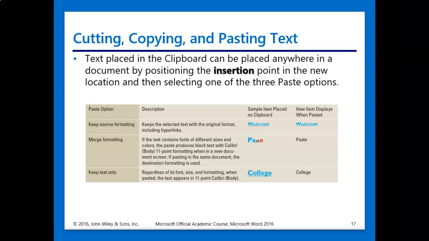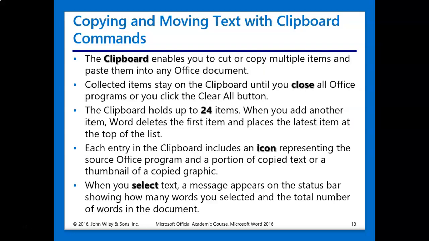You have 3 paste options. Keep source formatting, so that would keep hyperlinks if you have them. You can merge formatting. If you're pasting from another document, you can merge the formatting from the current document that you're in, so it won't be formatted like the previous document. And then keep text only. So regardless of its font size and formatting, the text is going to appear in 11-point Calibri style font.